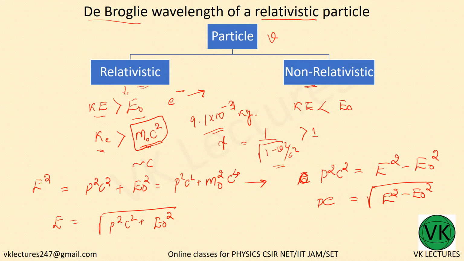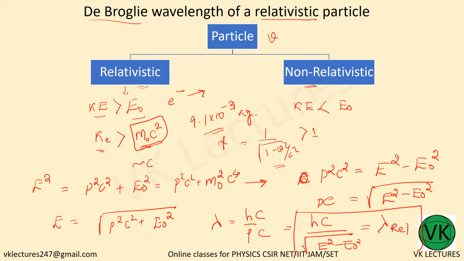So what is the de Broglie wavelength lambda? We can write it as h by P, or hc by PC. Both are constants. So it is hc divided by PC, and PC is equal to under root E square minus E naught square. So this is the de Broglie wavelength for a relativistic particle: hc divided by under root E square minus E naught square, where E is the total energy of the particle and E naught is the rest mass energy of the particle.